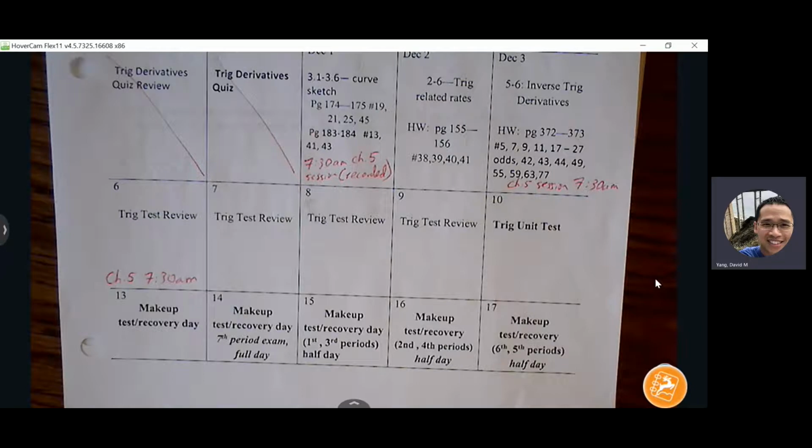I hope to get that trig unit test graded by Monday, if not the latest Tuesday, so that you can have time to study. If you want to take it either Thursday or Friday, you can just come in the morning to take it. Or you can do a chapter 5 recovery test during this week as well. Any questions?